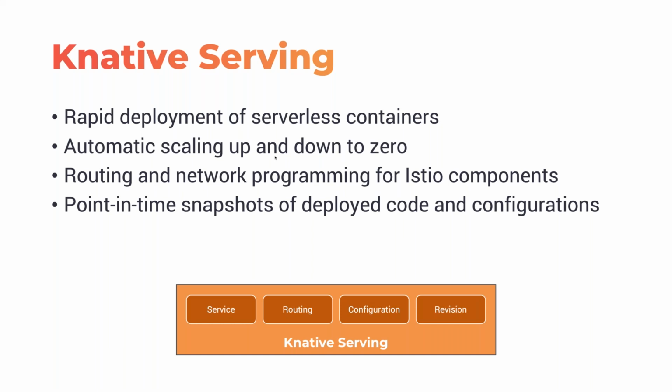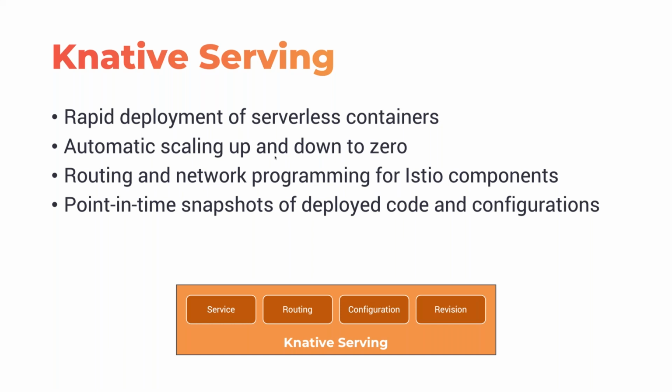And there are 4 components of Knative serving. The first one is a service. A service is essentially a microservice. This represents a Docker container image with a tag. It also represents the port on which your service is expected to run.